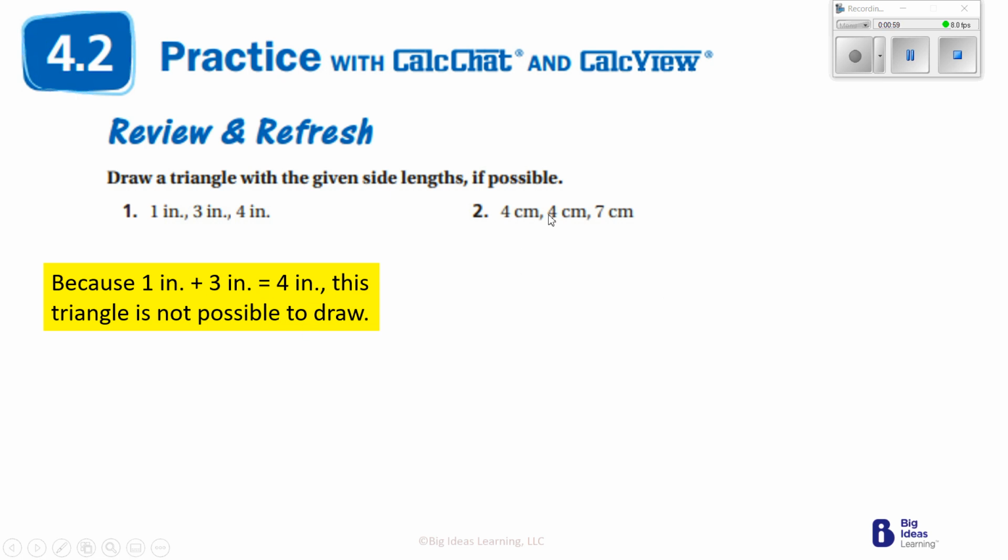You have number 4 to do. Okay, so just draw it out. Make sure that you write down what is the length of each side.